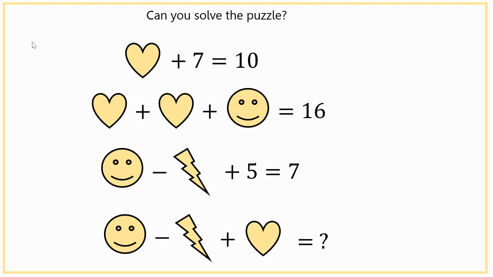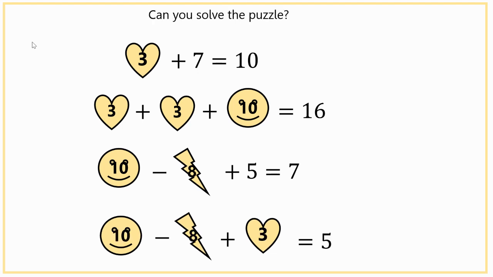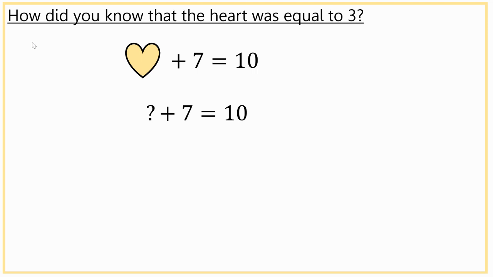If you've managed to do that, you will have found that the heart is 3, the smiley face is 10, the lightning bolt is 8, which means your final answer is 5. So how did you know that the heart was equal to 3? Well, you knew that the heart add 7 equals 10. So something add 7 is 10, and that something is 3.